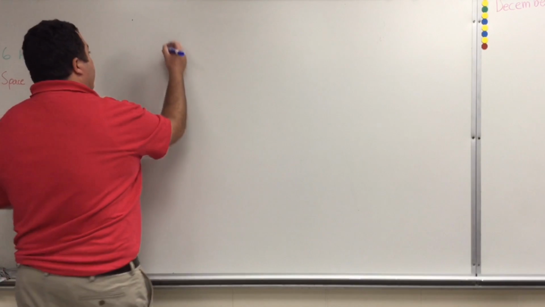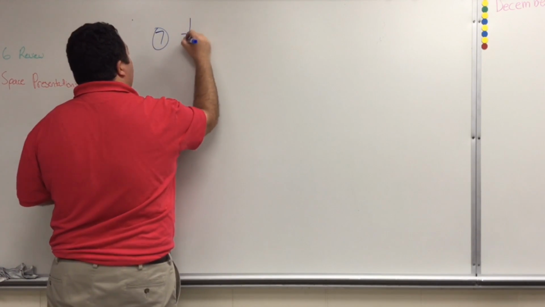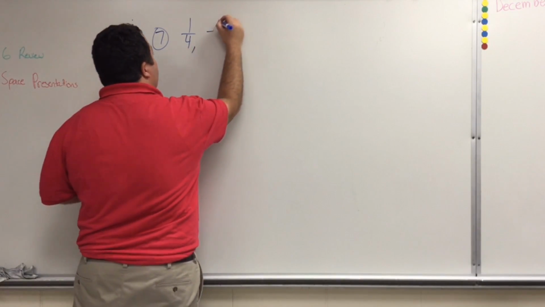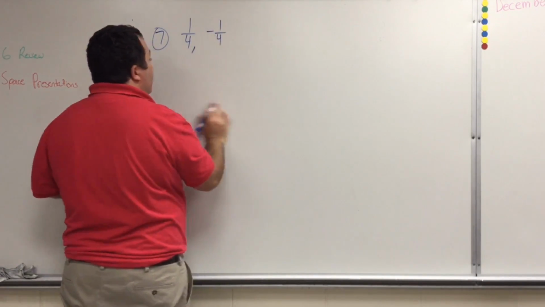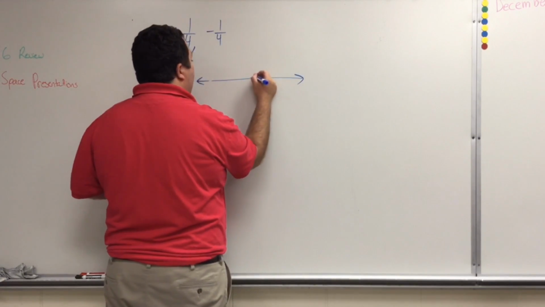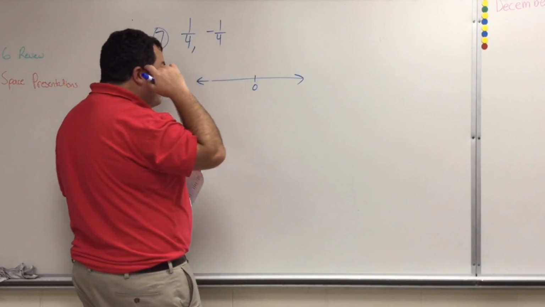The first one is number 7. So on number 7 it tells us 1/4, and it asks us to find the opposite of 1/4. So I'll start there. Negative 1/4 is the opposite. Then it asks us to plot it on a number line. You guys already provided a number line, so I would make somewhere in the middle, make a 0.